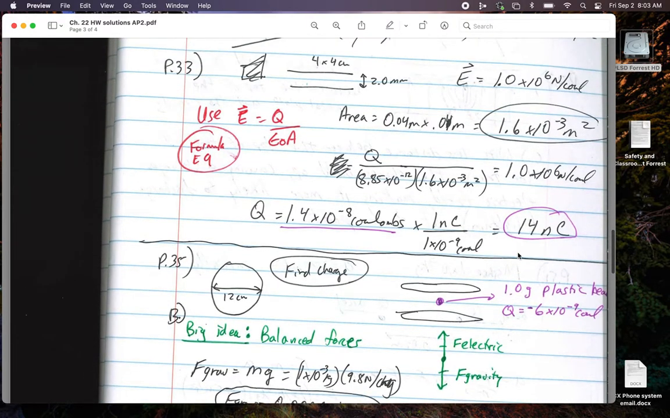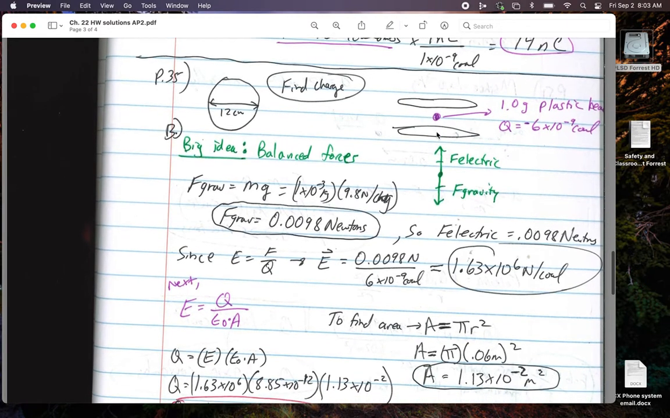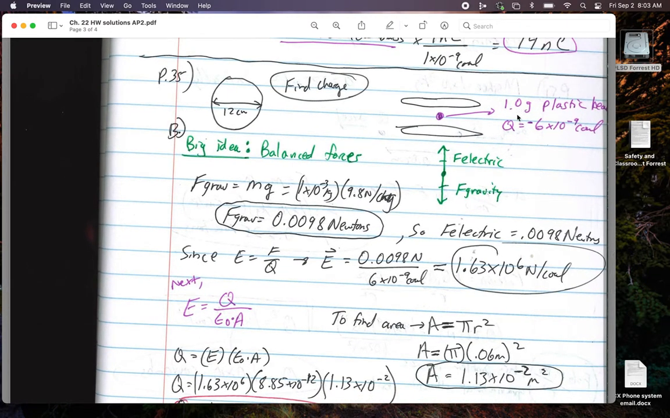35 is similar to 33, and then we're going to use this formula down here again. It's formula 9. So you want to find the charge on this. The big idea behind this is it's a 1 gram plastic bead. It tells you the charge on it. So if it's hovering in between these two plates, that says we've got balanced forces. We know gravitational force acts down, therefore the electric force should act up.